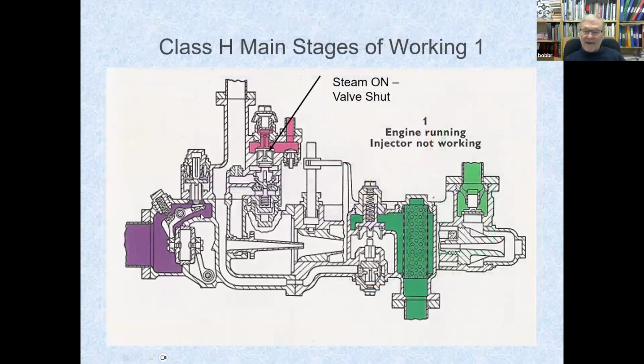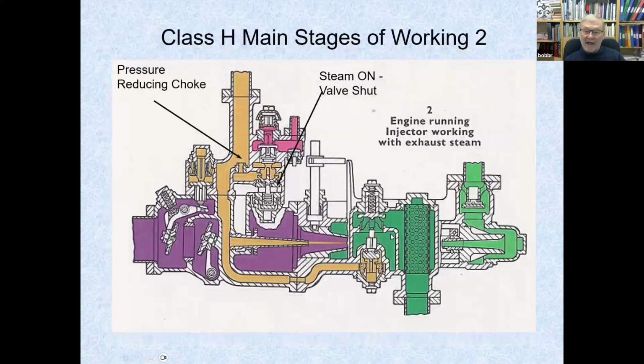So this stage here is the engine running, the injector not working. See, the exhaust steam valve is shut, that's vented of steam, and the water is in the thing but not doing anything. So the next case is when the engine's running and the injector's working with exhaust steam, and the valves are open. It doesn't work only on exhaust steam, it has to be supplemented by live steam. So there's this converging nozzle here, which somehow gets it to feed.